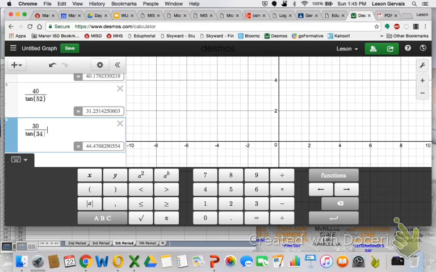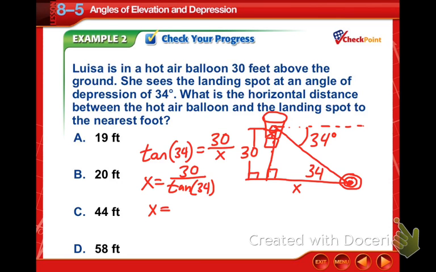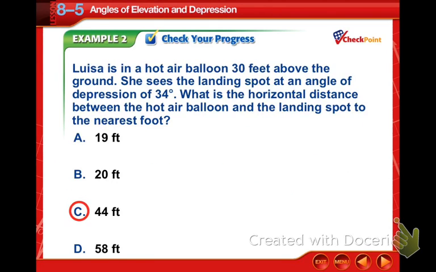So let's jump back to our work. 44, sorry. I keep saying 34 because of the 34-degree angle. 44 feet. And that's going to be our answer choice C. And there we go. We can see that C is our answer.